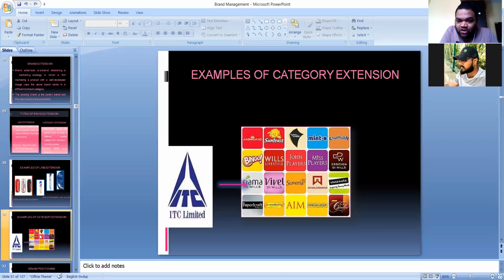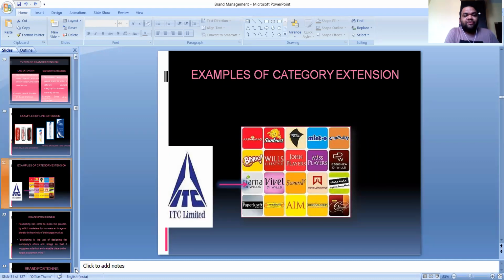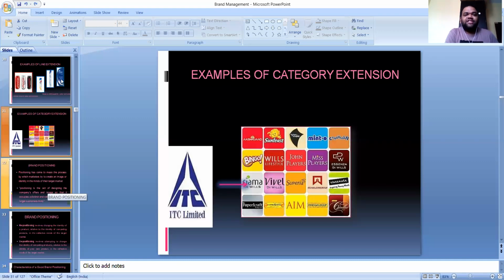Next, Candyman chocolates, a bingo. Again, it's an eatable one. Will's lifestyle, John players. So coming to the dress items, Miss players, Fia Wills, Weevils. So see, there are different paper craft, paper industries. What they are doing here is focusing on different categories. ITC is one brand, and they are going to focus on different things. So that is what we can say: category extension.